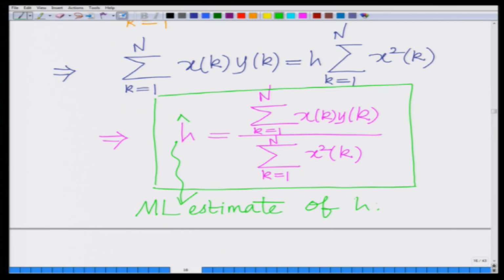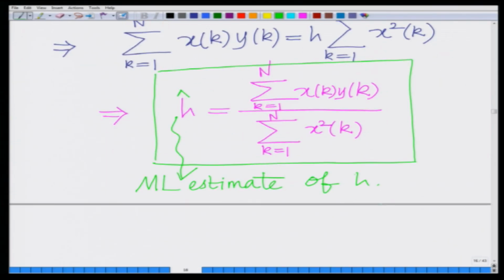This is the maximum likelihood estimate of the channel coefficient h. So, this h hat is summation k equal to 1 to n xk yk divided by summation k equal to 1 to n x square of k. This is the value of h for which the log likelihood function of the parameter h is maximized. We obtained this by differentiating the log likelihood function and setting it equal to 0. This value of h at which the log likelihood is maximized, denoted by h hat, is known as the maximum likelihood estimate of the channel coefficient.